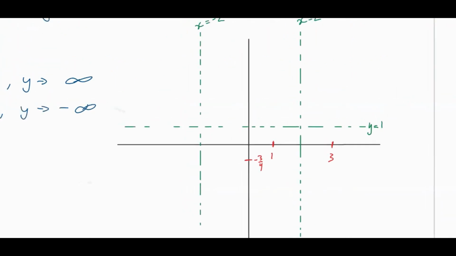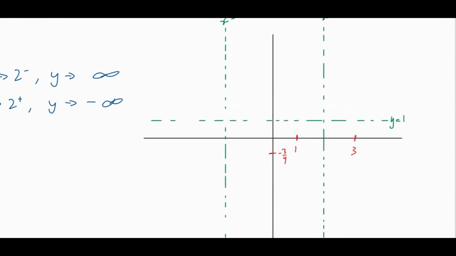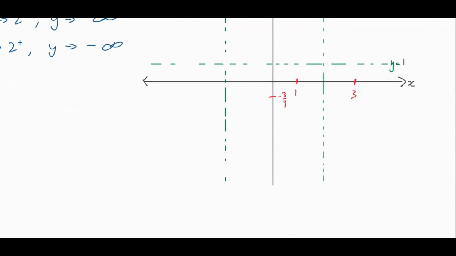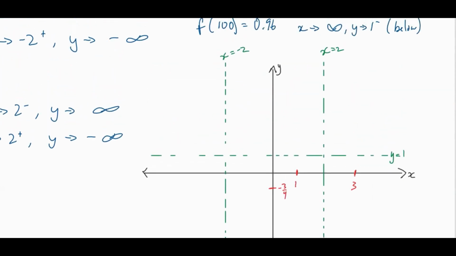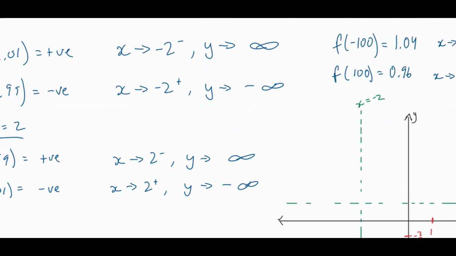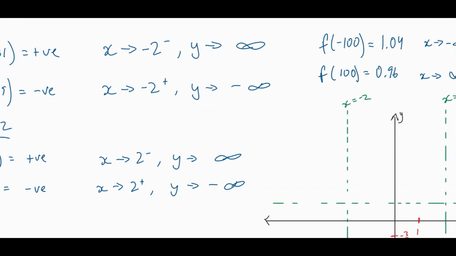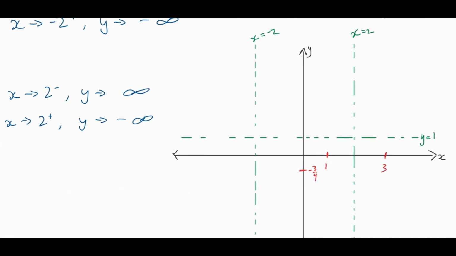Next, if you get all that done, I'm going to pencil in all of the little details of the end behavior, and then I'm going to make sure that they fit. So this one says, as x approaches negative 2 from the left, we go to positive infinity, so we're going up. As x approaches negative 2 from the right, we're going down.